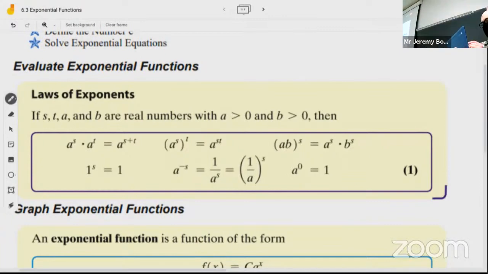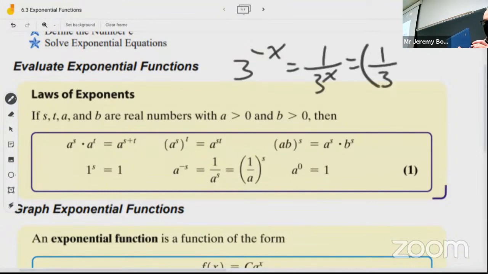So if you have 3 raised to the negative x, how else can we write that? 1 over 3. Correct. We could write it 1 over 3 to the x, or we could write it as 1 over 3 and the whole thing raised to x. Because if we apply that x to the 1, that's still going to be 1. Doesn't matter what x is. We're definitely going to be using that. Any questions on that? And the last one.